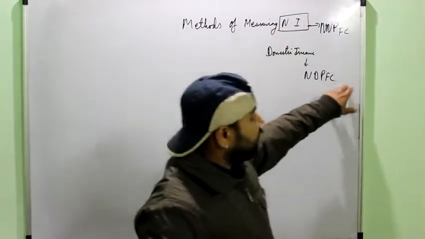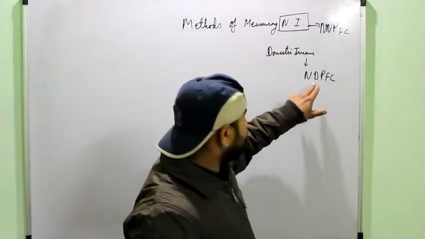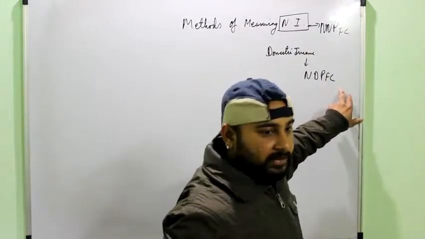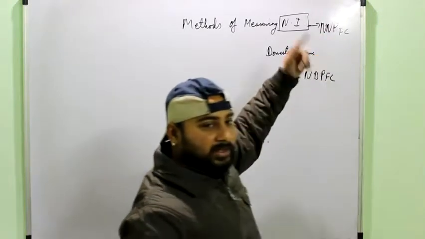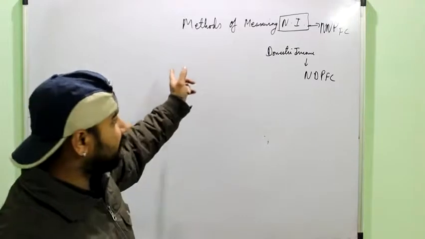Domestic means it is within the domestic territory. That is net national product at factor cost. And this is net national product at factor cost, means it is including the economic territory, all the units working abroad, right?